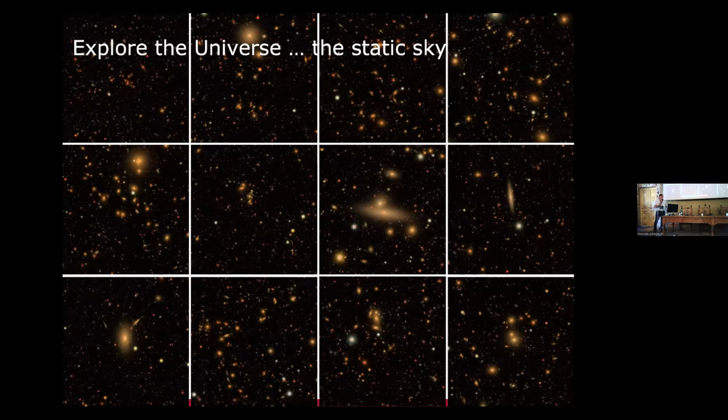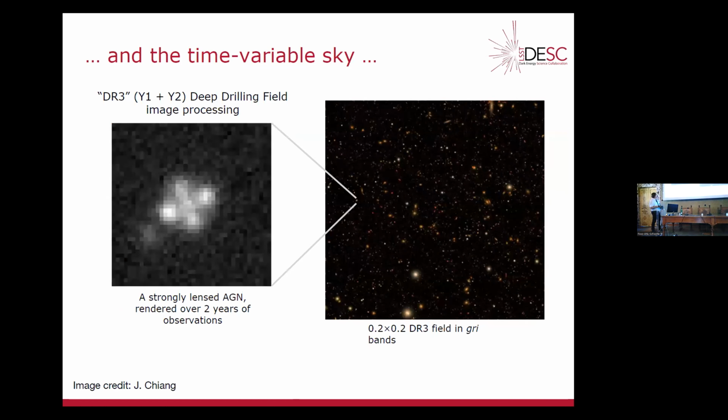An example of the static universe with a few image stamps corresponding to various parts of the sky which has been simulated, so for the static sky and also for the time variable sky. In principle, this is supposed to be animated, and you will see this strongly lensed AGN rendered over 2 years of observation, which is blinking not in real time, but during the two years of observing time.